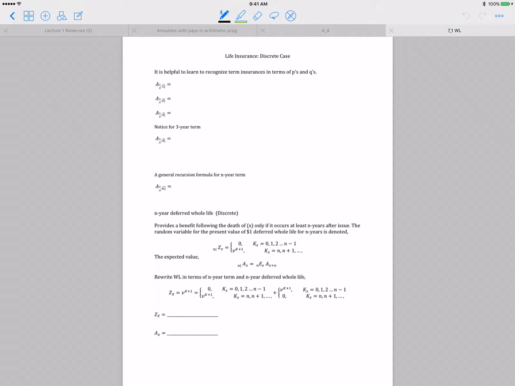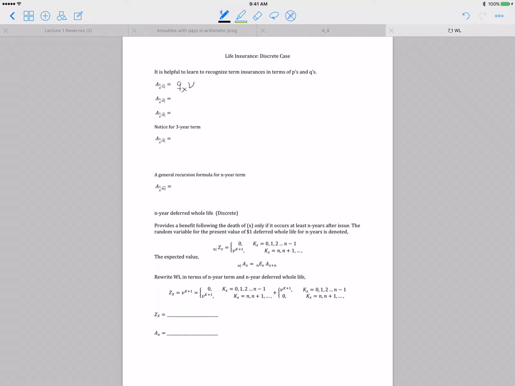Page 32. It's helpful to recognize these term insurances in terms of just p's and q's. So in other words, it's helpful to just recognize 1-year term, 2-year term, 3-year term. That way you don't have to think too much about what you're doing. So for 1-year term, if you die in the first year, you get the benefit. The probability of dying within the first year is qx. And then the present value of the benefit, well, it's paid at the end of that first year.